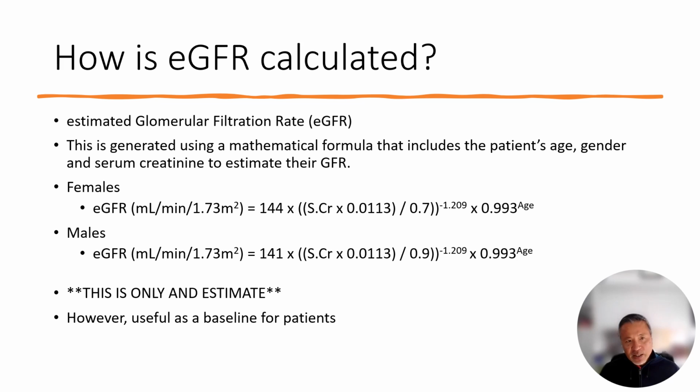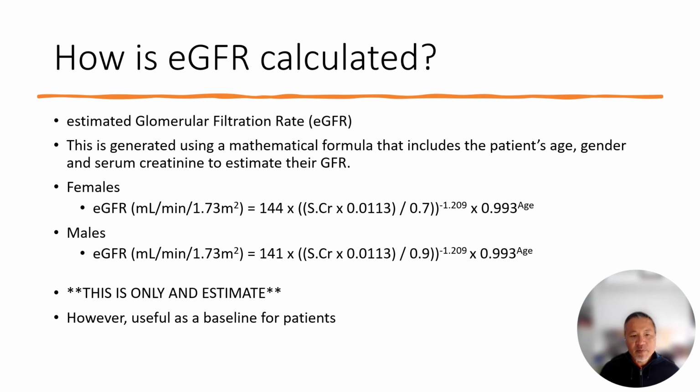Now let's finally talk about estimated glomerular filtration rate, or eGFR. This is a number that's generated using a mathematical formula that just includes the patient's age, their gender, and their serum creatinine. So just these three things. If they're female, this is the equation that is currently used in Australia, and if you're male, this is the equation that's currently used.